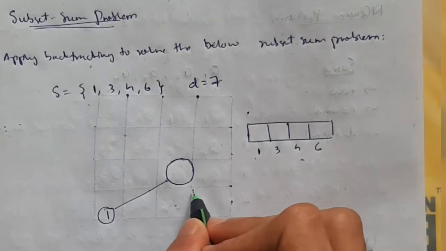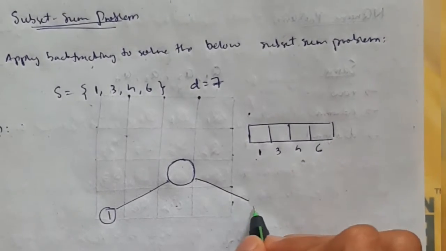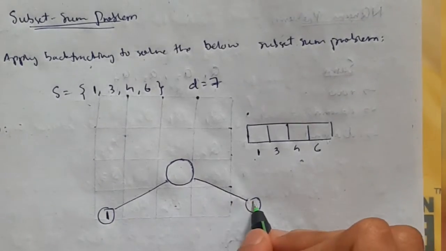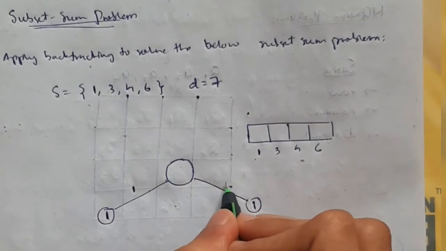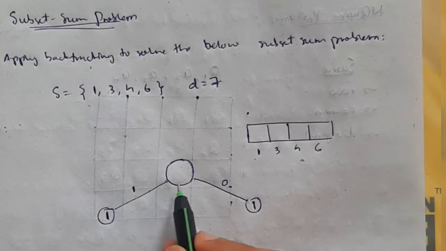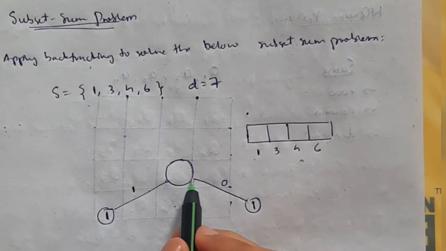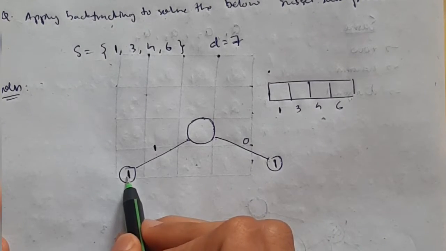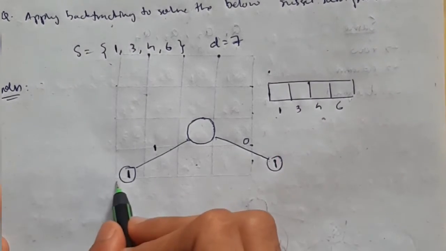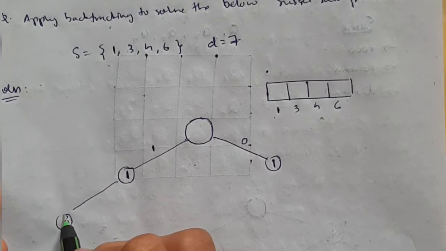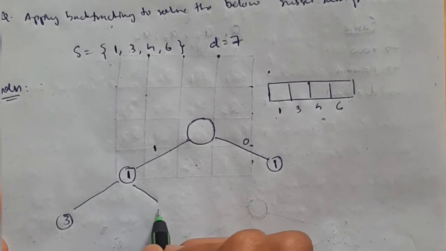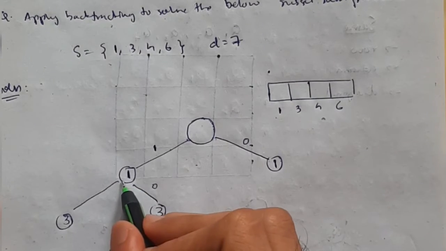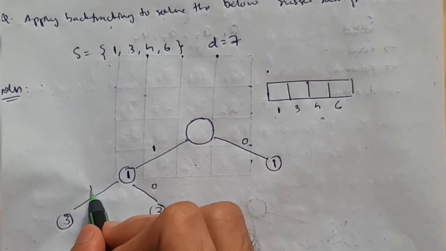See here I have two possibilities, right? One, I have mentioned which element I am choosing, okay, and I can either select one or not select one. There are two possibilities here, okay. And from 1 I can either select 3 or not select 3. So I have two options here. If I don't select 3, I'll be going with this one. If I select 3, I'll be going with this one.